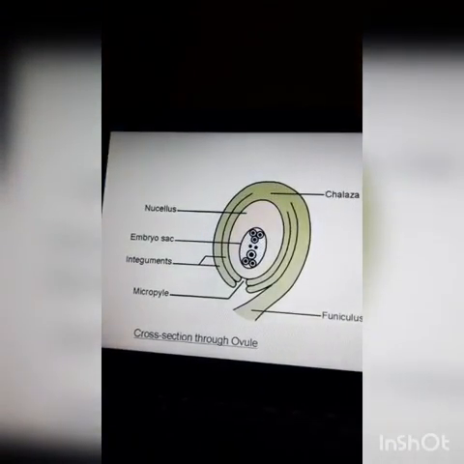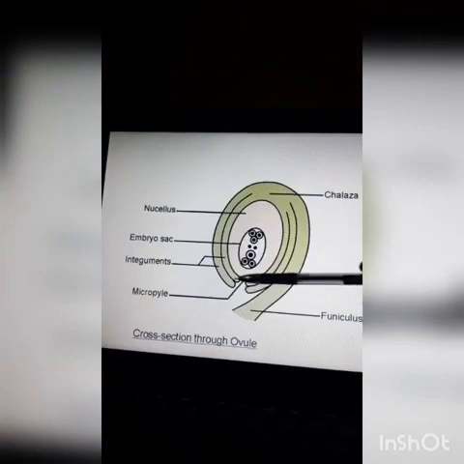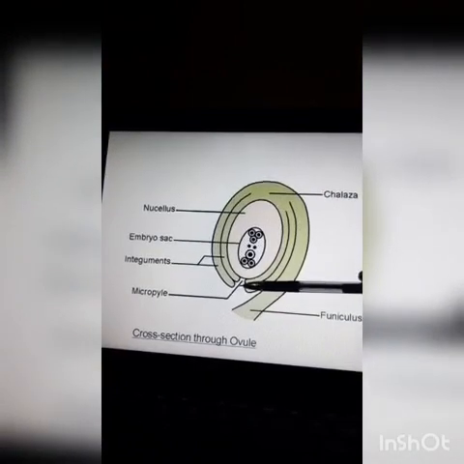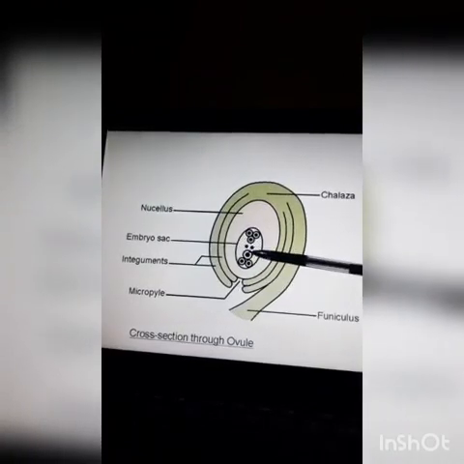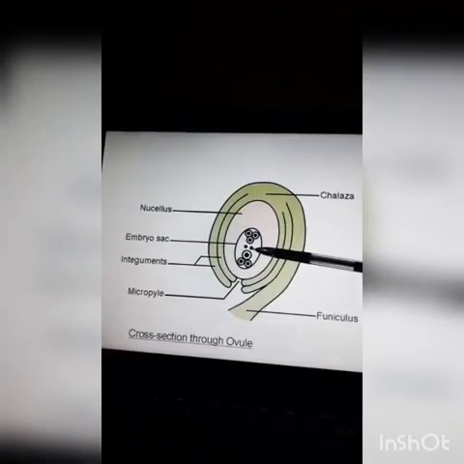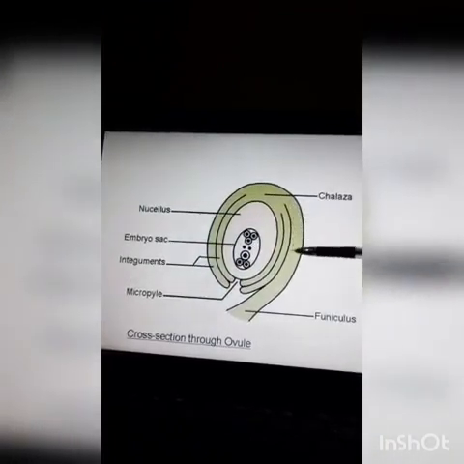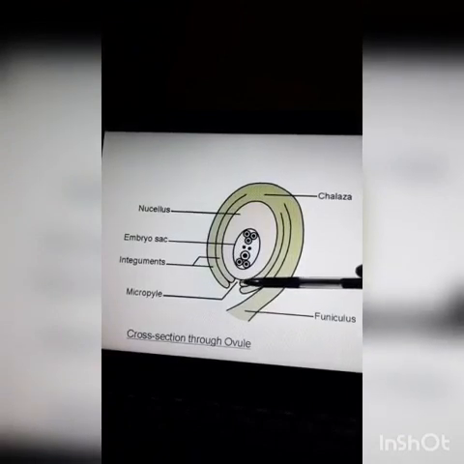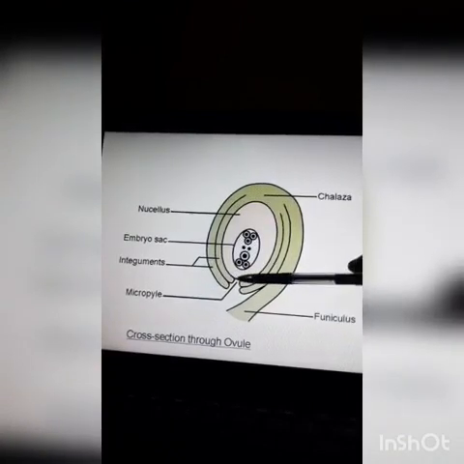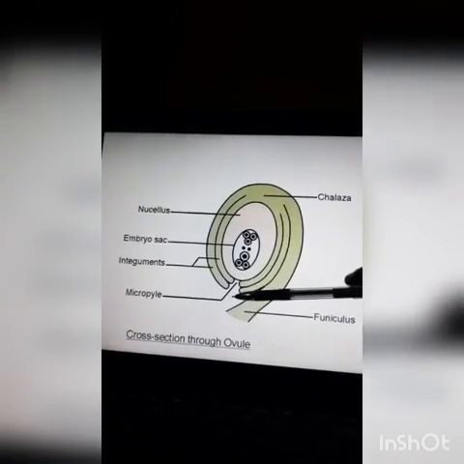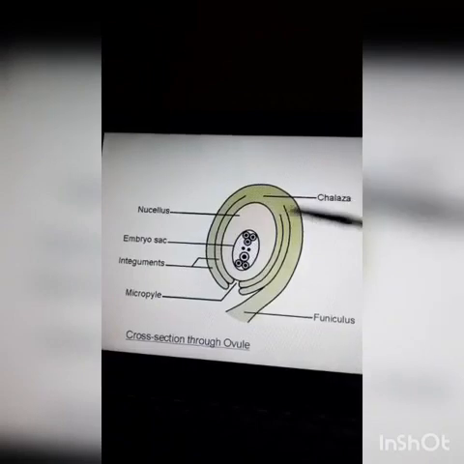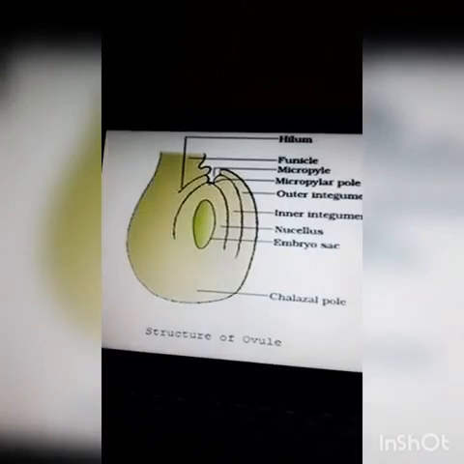M-I-C-R-O-P-Y-L-E. Micropyle. Underline. This micropylar end acts as the entry point of the pollen tube for the process of fertilization. Through this small tip, the pollen tube enters the embryo sac. That's why the integument is present all over the ovule except at the tip, and that area is known as the micropylar region. While the micropyle forms one end of the ovule, the chalaza forms the basal end of the ovule. Clear? So this is the structure of the ovule.